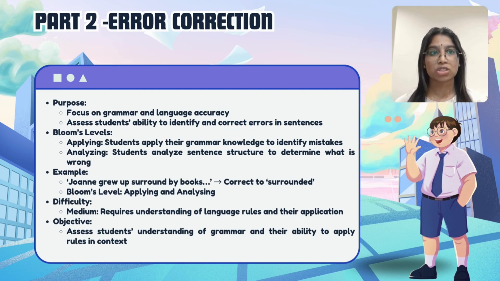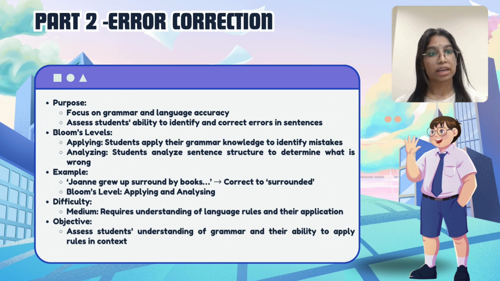This section focuses on grammar and language accuracy. Here, students need to identify and correct errors in sentences. So for example, in the sentence, Joan grew up surrounded by books. So here, students must correct surround to surrounded. This exercise targets applying and analyzing cognitive levels because students are required to apply their grammar knowledge to identify mistakes and analyze the sentence structure. This section is of medium difficulty level.